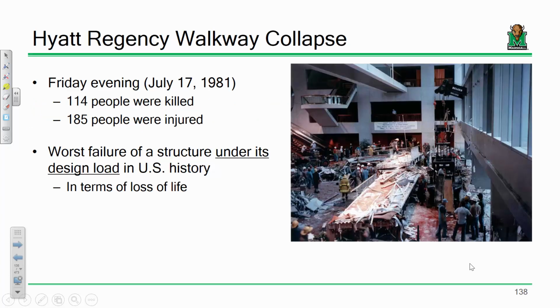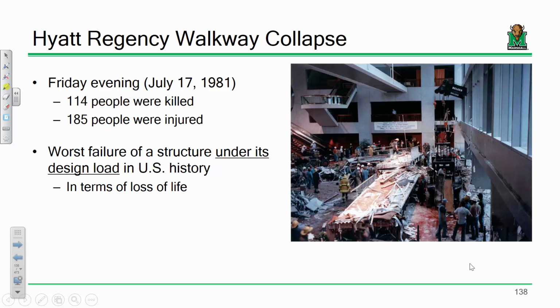So again, this is a little bit different than what happened on 9/11 or what happened during, let's say, the Oklahoma City bombing, because those were extreme events. Those structures were subjected to loads that were far outside their day-to-day experiences. This was not the case here. This structure and this element was experiencing a load that it was designed for, right? It was designed to hold up this load. And it failed under it. And under its design load, this is the worst structural failure in American history. There were 114 people killed and 185 people injured.